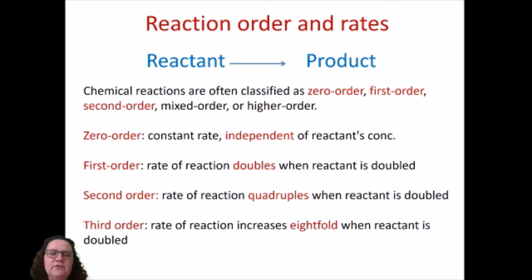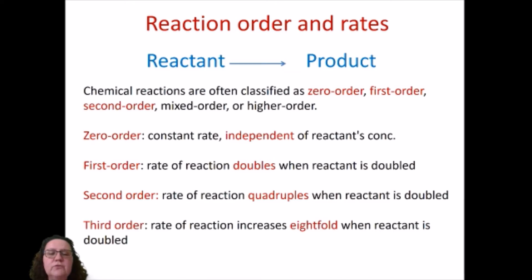We can classify chemical reactions with respect to their reaction order, and they can be zero order, first order, second, third, mixed order, higher order. A zero order reaction is a reaction that has a constant reaction rate. The reaction rate is independent of the concentration of the reagent.